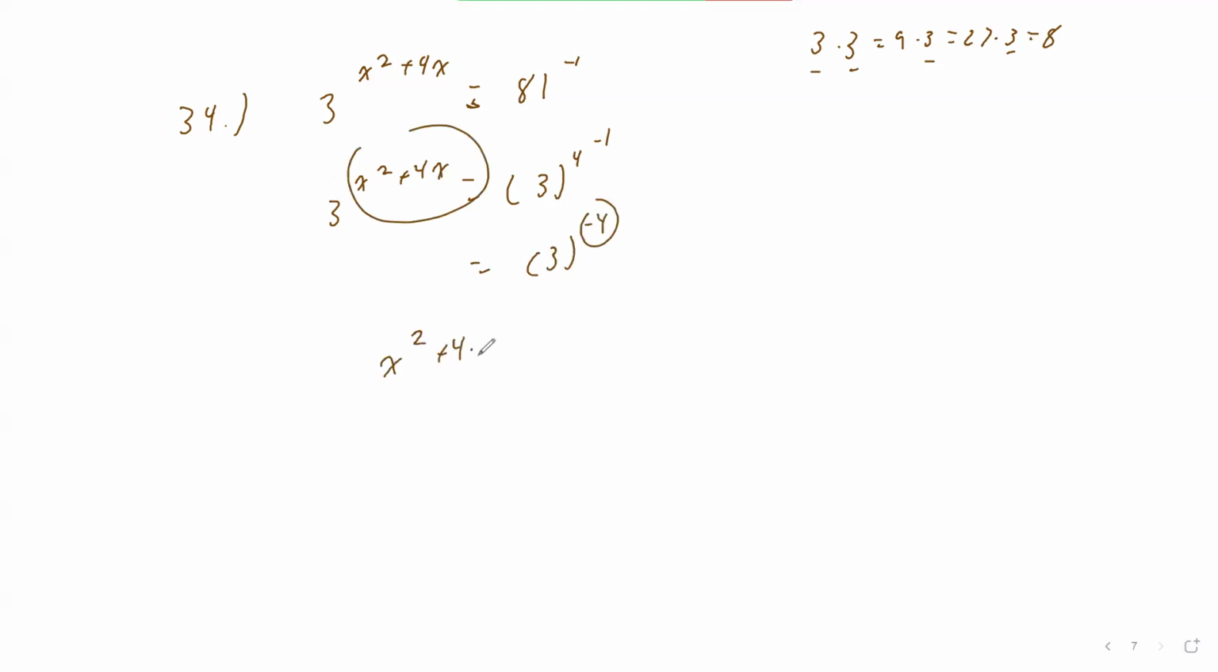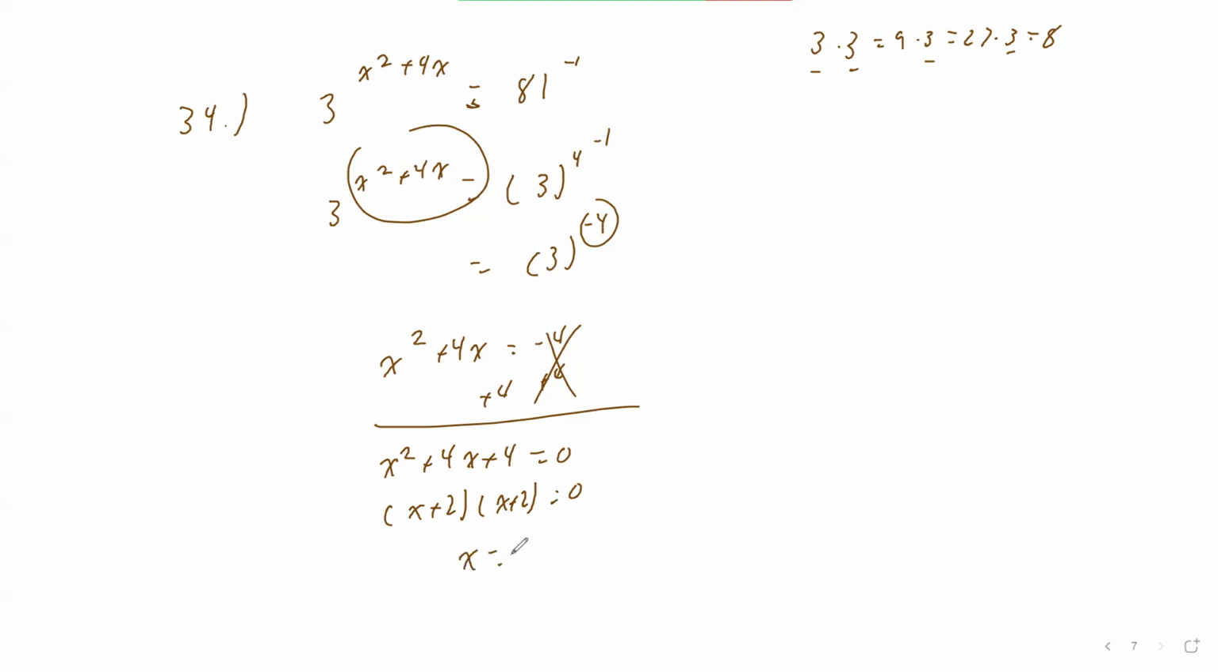So then these would be equal. So x squared plus 4x equals negative 4. I'm going to add 4. So I get x squared plus 4x plus 4 equals 0. And that would be x plus 2 twice. So that means x equals negative 2. I don't have to write it twice. It'll be one time. There you go. Let's do one more, and again, the goal is just to see patterns.